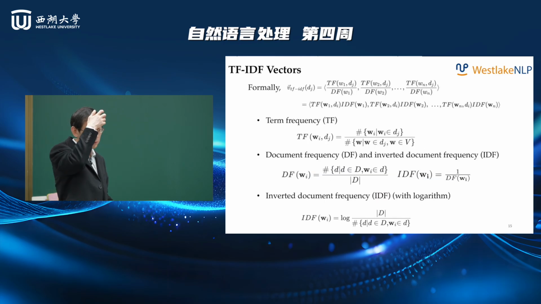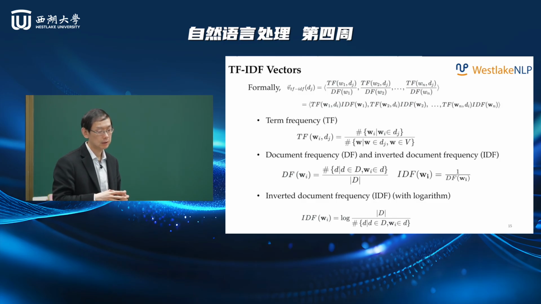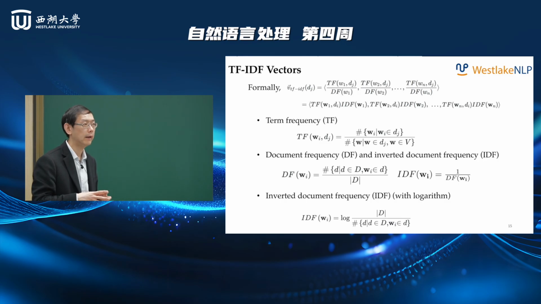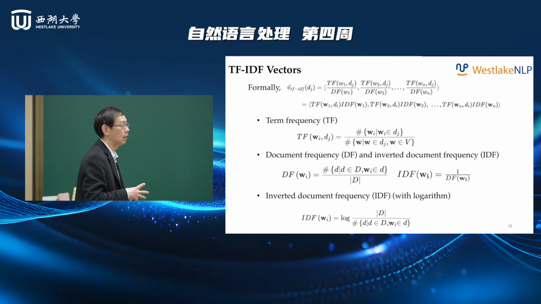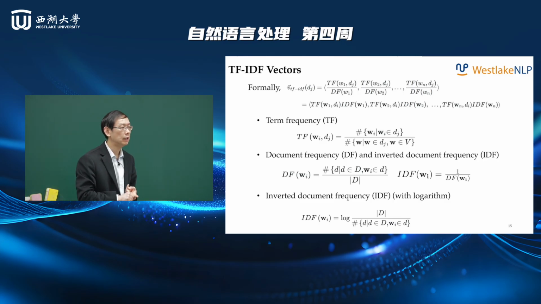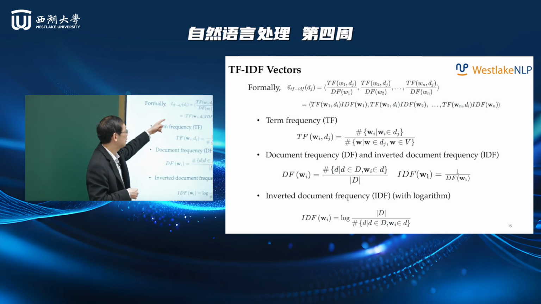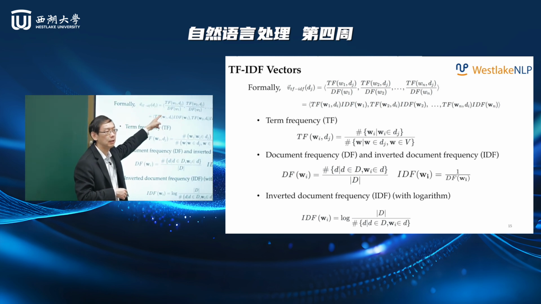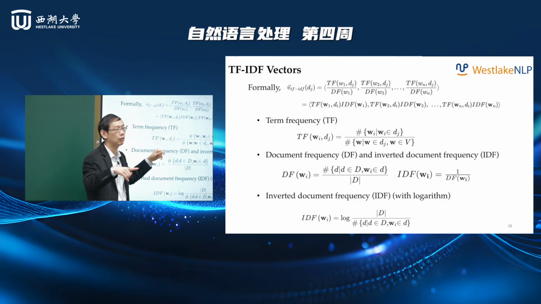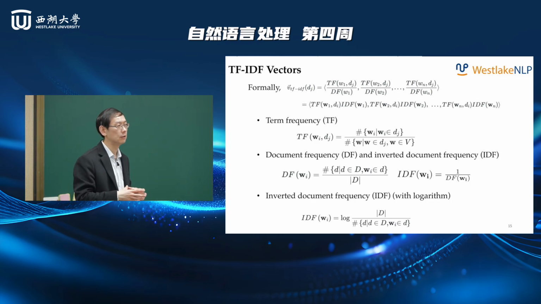So let me give you a formal definition. The term frequency and document frequency vector is called the TF-IDF vector. Why TF-IDF? TF is term frequency, IDF is called inverted document frequency. If you think about term frequency divided by document frequency, you can also think of term frequency times 1 over document frequency. That's called IDF, inverted document frequency.